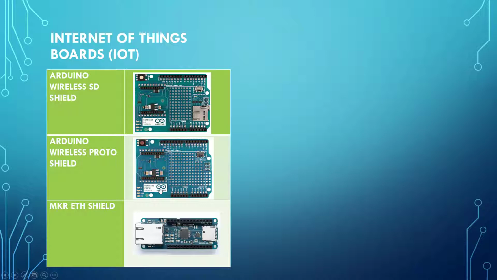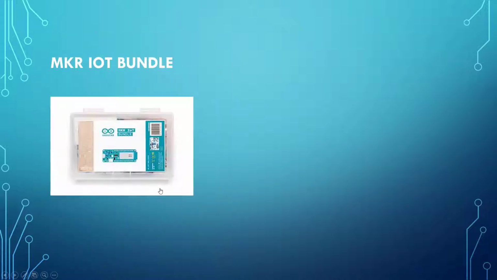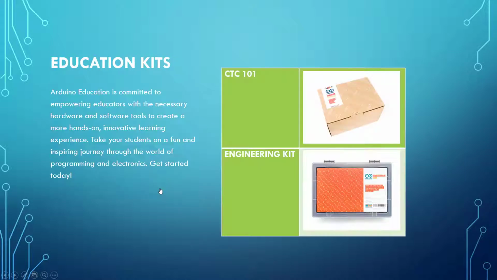And we have the MKR IoT bundle kit. This kit comes with most of the IoT equipment. You can buy this, and you will have options of different shields, sensors and IoT boards for your project. So we have education kits. This kit is used for educational purposes. It comes with components and is used by students, engineers, and teachers to program their projects.